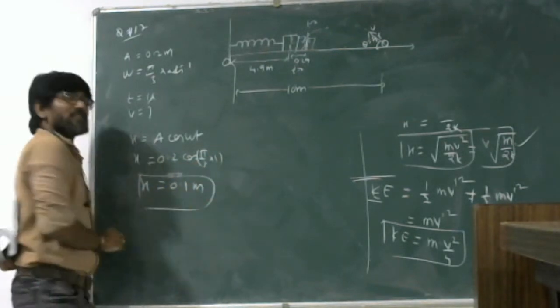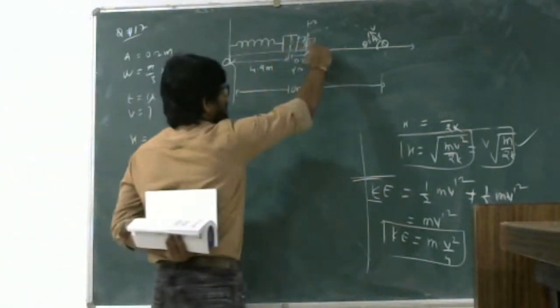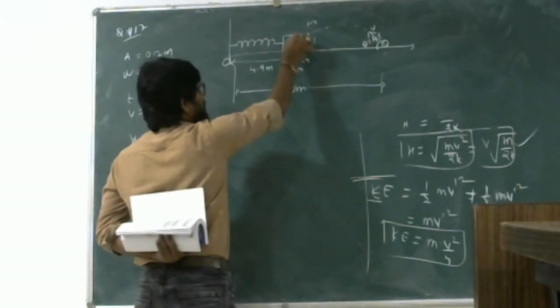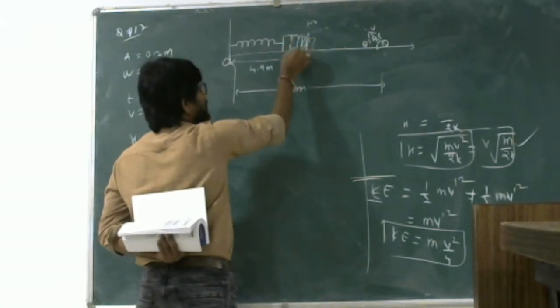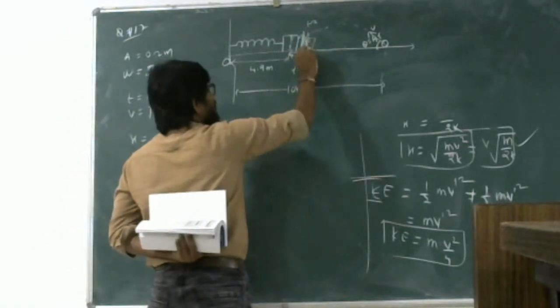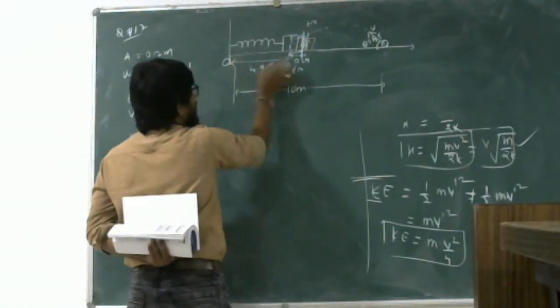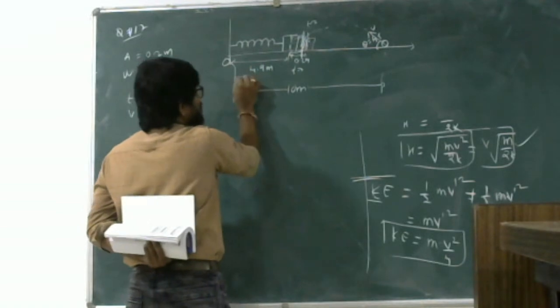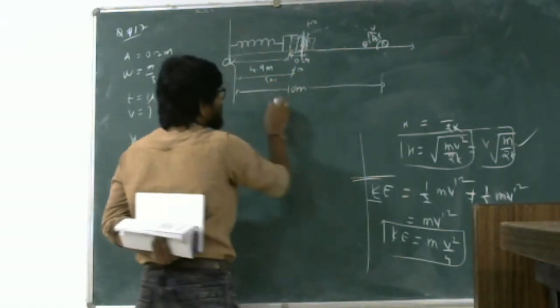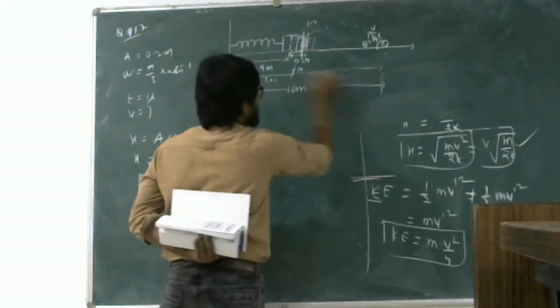That means if you release at 0.2 meters at time t equal to 0, after 1 second it will be at 0.1 meter here. Is it clear now? Yes. So where will the block be from here? The actual length is 4.9, so at time t equal to 1 second it will be at 5 meters. The total length is 10 meters, so the remaining distance will be 5 meters.